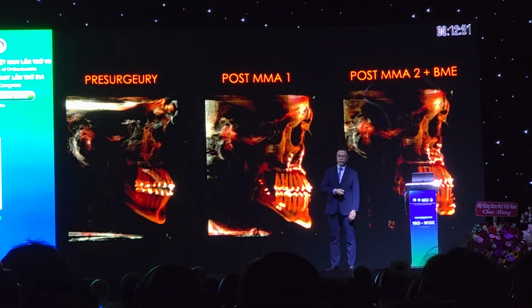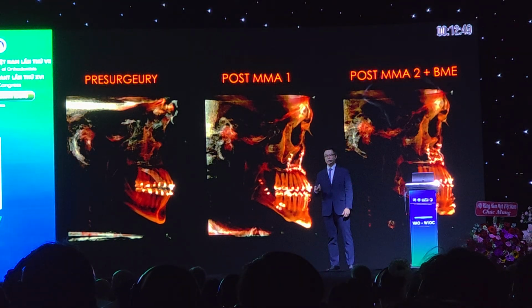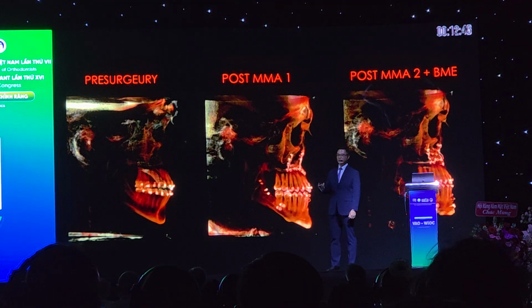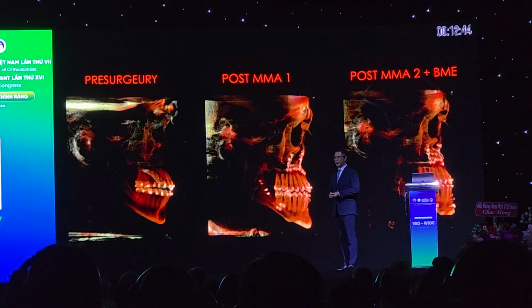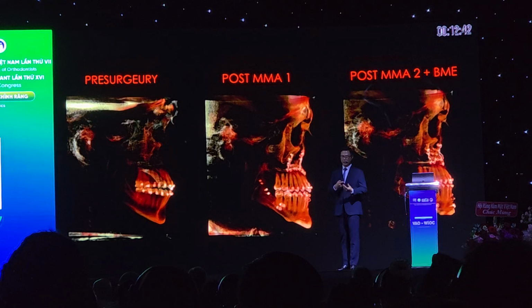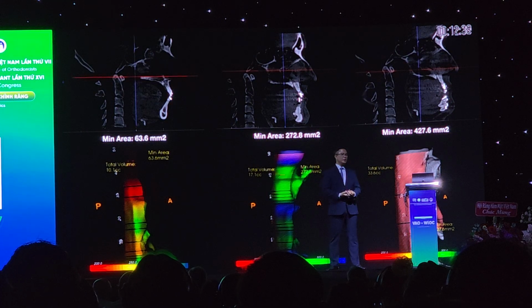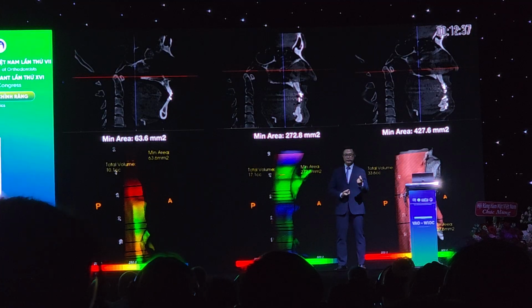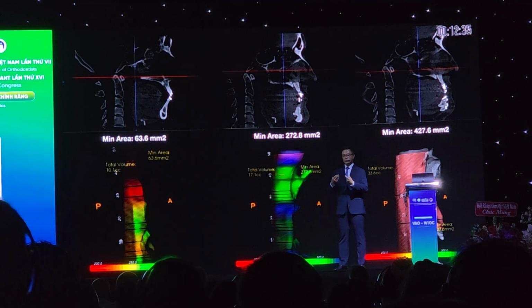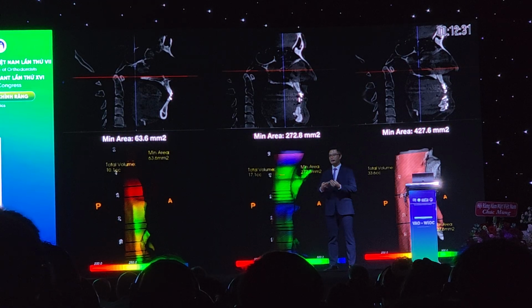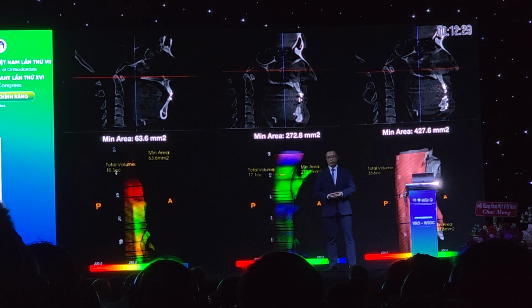So that's before surgery, in the middle the first MMA, and then third, after the second MMA with the bimaxillomandibular expansion. The interesting thing was the minimum cross-section area: from 63, to 272 after the first MMA, and 427 after the second MMA.